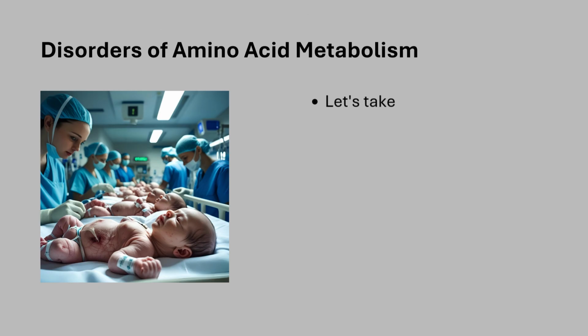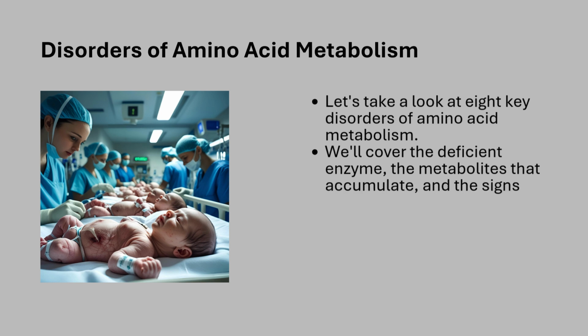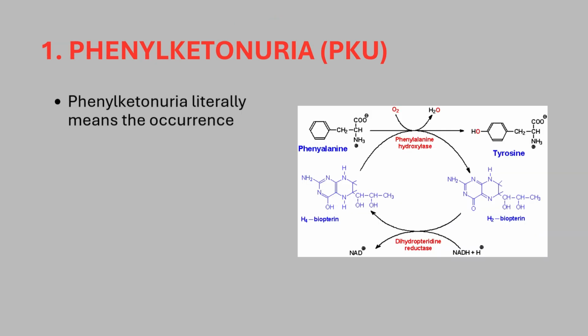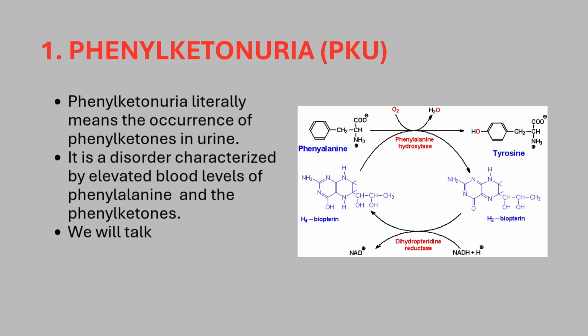Let's take a look at 8 key disorders of amino acid metabolism. We'll cover the deficient enzyme, the metabolites that accumulate, and the signs and symptoms of each disorder. Number 1. Phenylketonuria, PKU. Phenylketonuria literally means the occurrence of phenylketones in urine. It is a disorder characterized by elevated blood levels of phenylalanine and the phenylketones. We will talk about the phenylketones later.